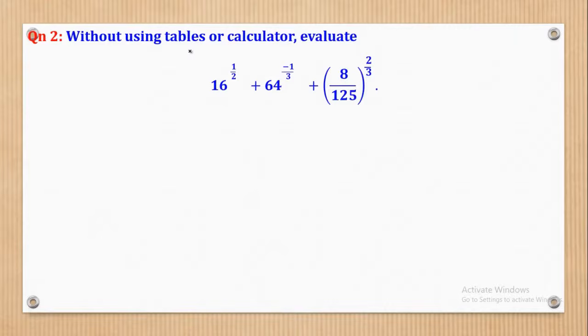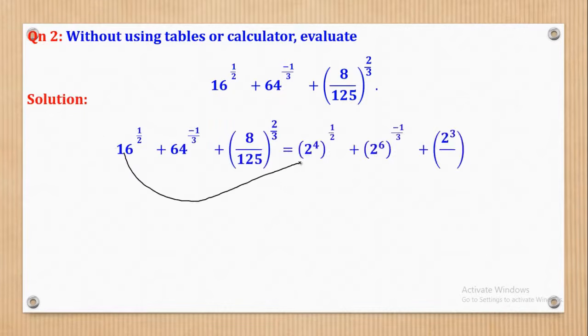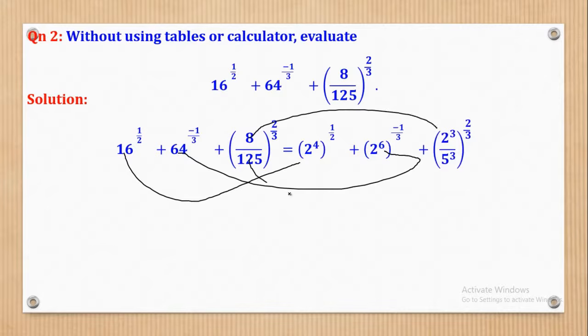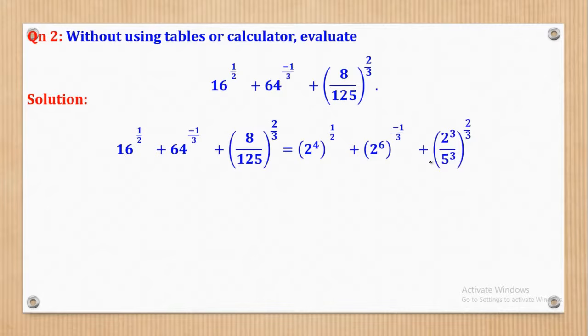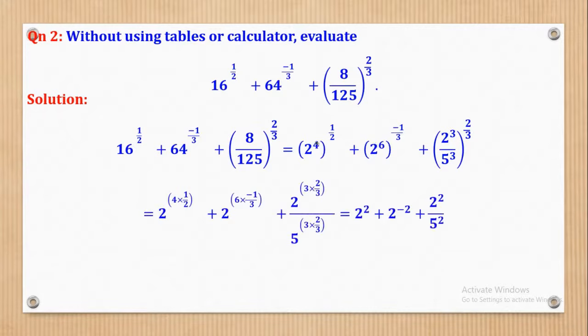Question 2 says, without using tables or calculator, evaluate this. So we shall first write what is given and simplify. 16 is the same as 2 to power 4, 64 is the same as 2 to power 6, 8 is the same as 2 to power 3, and 125 is the same as 5 to power 3. Now next, these are multiple powers, so this times this, that is why you see here 4 times a half. Then this times this, that's why you see here 6 times negative a third. Then also here, this times this gives you this, and also this times this gives you that.